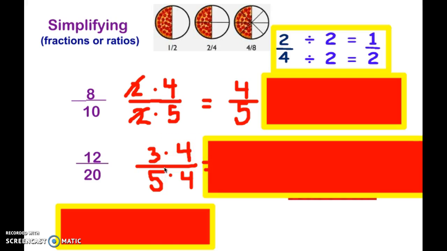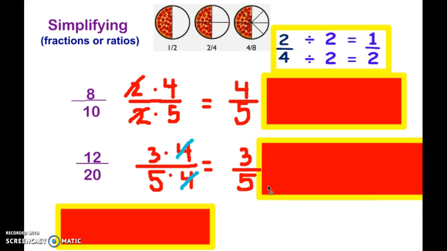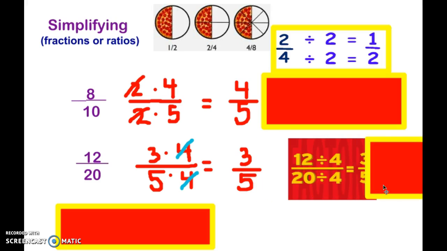Next, you see 12/20. 12/20 can be written as 12 is 3 times 4, and 20 is 5 times 4. So if we cancel out the 4's, because 4 over 4 is just equal to 1, I think you can see that you're left with 3/5, and 3/5 is the simplest form. You can also think of it like this. 12 divided by 4 is 3, 20 divided by 4 is 5. 3/5 is still the simplest form.